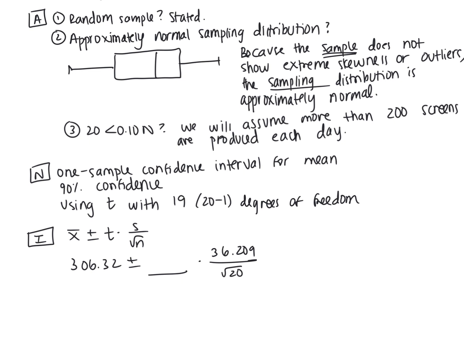T, you're going to find on the table. So keeping in mind, degrees of freedom is on the left side. You're going to go to 19 degrees of freedom and then go over to 90%. So 19 degrees of freedom, 90% confidence is 1.729.